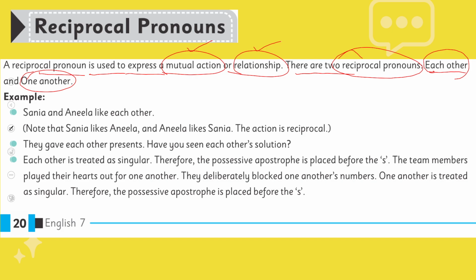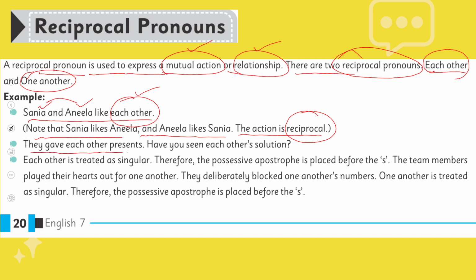For example, Sanya and Anila like each other. Now we use this reciprocal pronoun each other because Sanya and Anila both show the same action, the mutual action of liking each other, and they have a relationship because of the liking that they show towards each other. So they go in both ways. That's why we use this reciprocal pronoun. Note that Sanya likes Anila and Anila likes Sanya. The action is reciprocal, the action is mutual, and they have a relationship.